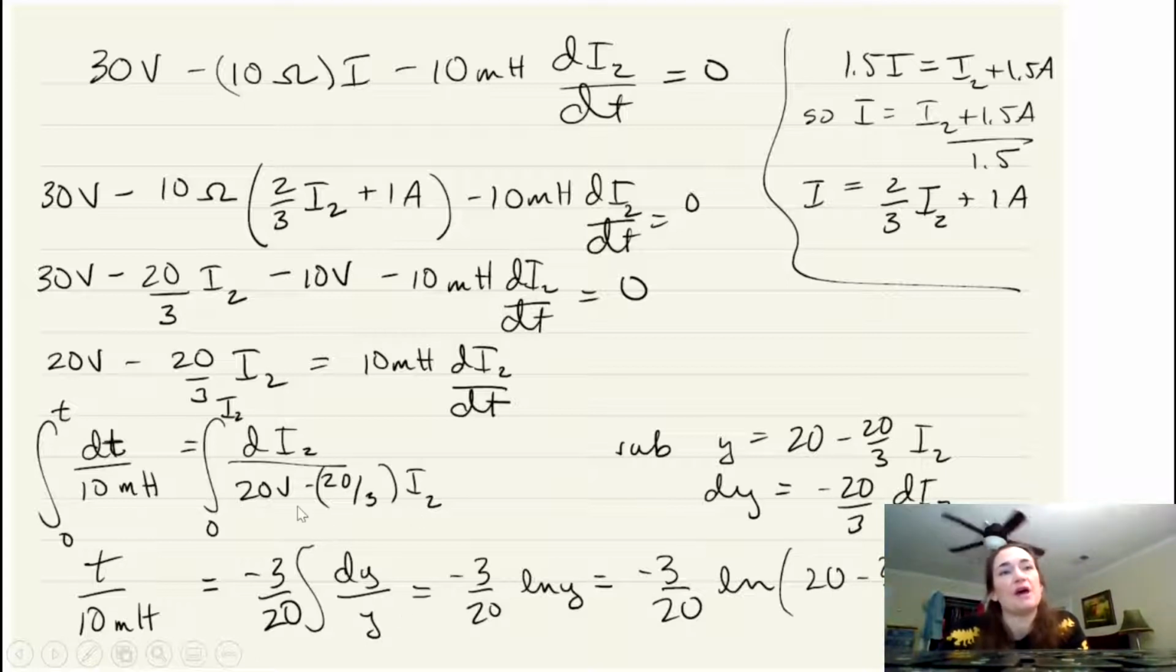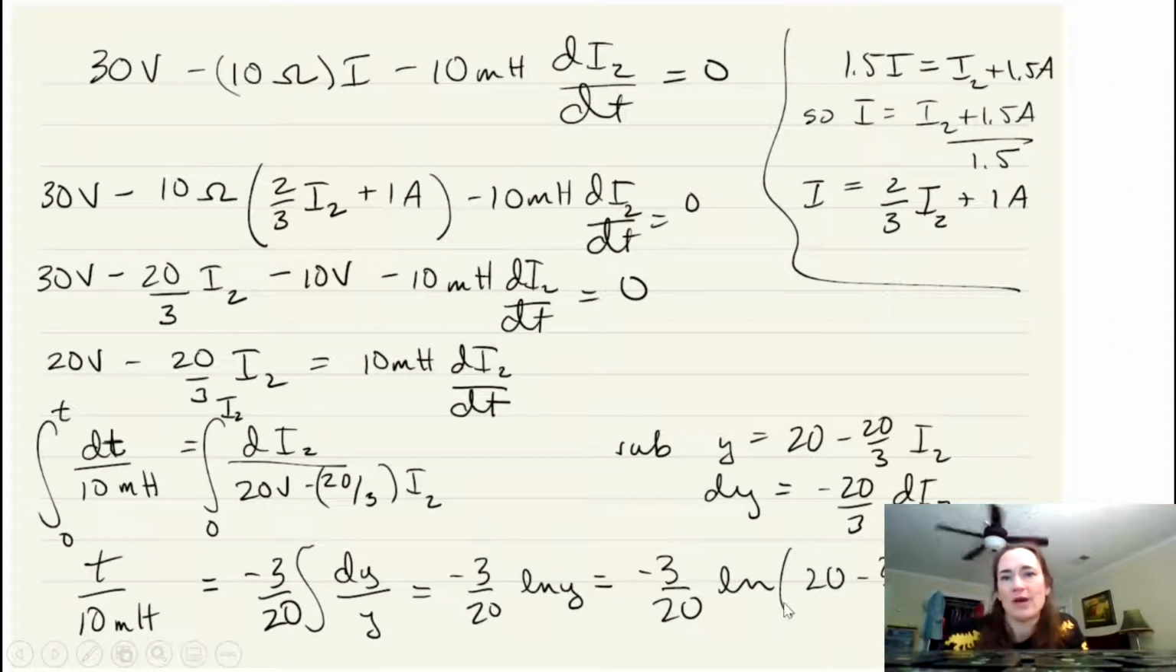Then, plugging in for y, I end up with minus 3/20 inverse ohms times the integral of dy over y. When I integrate that, I just get the natural log of y. So I have minus 3/20 times the natural log of y. When I plug back in for what y is, that gives me minus 3/20 times the natural log of 20 minus 20/3 ohms times I2. And then I evaluate that with the limits from 0 to I2.